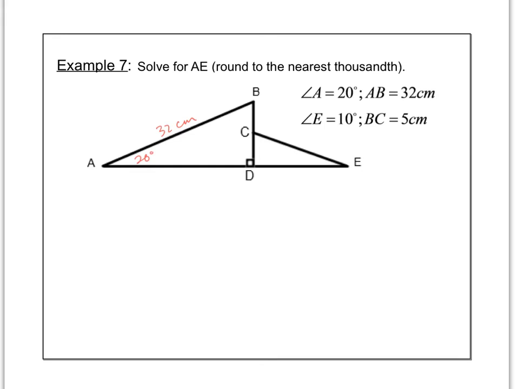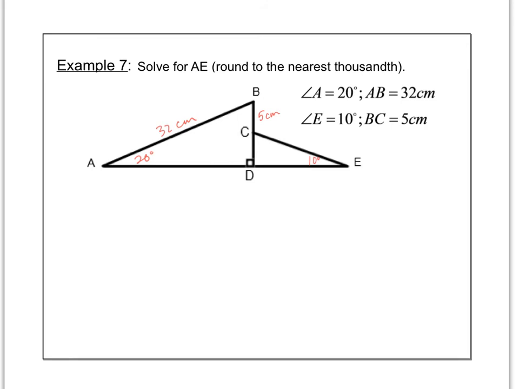Angle E is 10 degrees, and B to C is 5 centimeters. We are supposed to solve for the distance from A to E. Remember, if nothing is above the AE, that means find the distance from A to B. So, or A to E, excuse me.